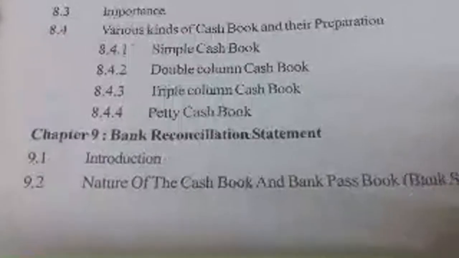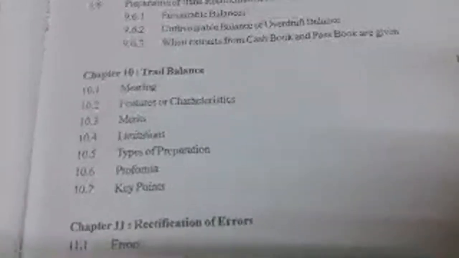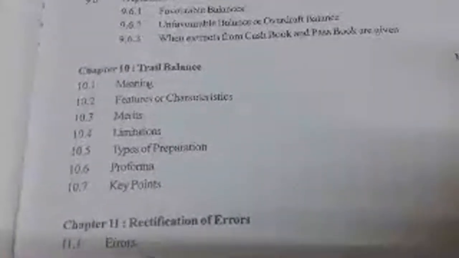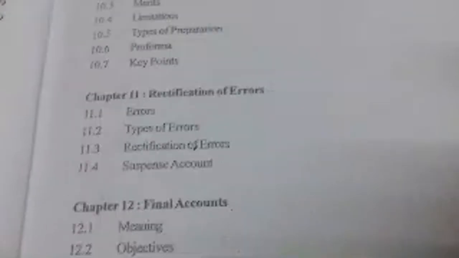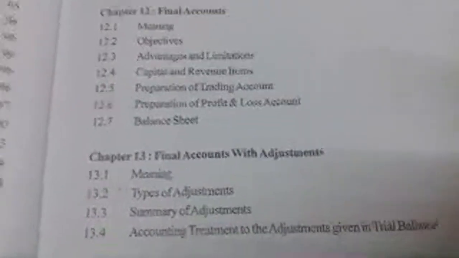And after that BRS is a choice one. I am not going to explain BRS. Of course, if you need, just comment and I can fetch you the problems of BRS also. Next one is the trial balance, I am going to explain. Next is the rectification of errors, and the last one is final accounts with the adjustments, right?